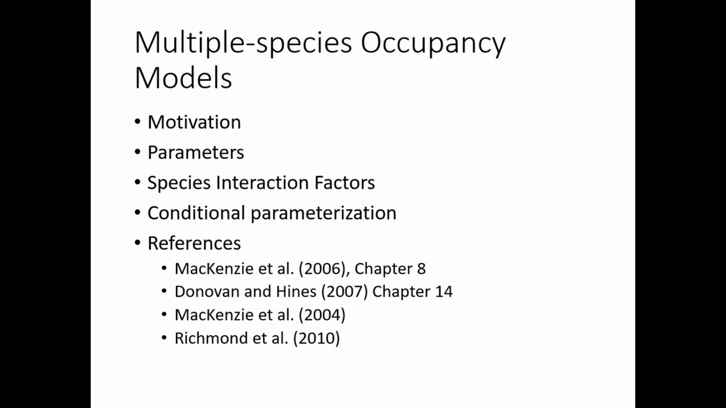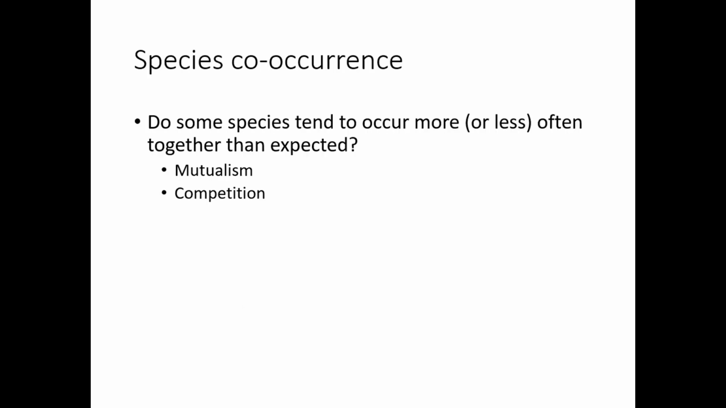This lecture will cover multi-species occupancy models. I will begin with the motivation for co-occurrence models, present the parameters and species interaction factors, and finish with the conditional parameterization. The biological question is, do some species co-occur more or less often than expected?